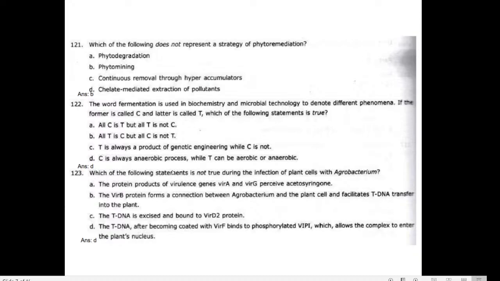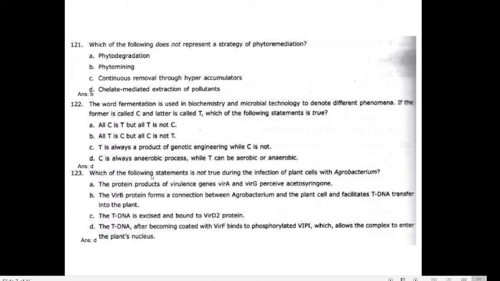Then which of the following statements is not true for Agrobacterium? Agrobacterium tumefaciens is a plant pathogen, which is not helpful in the field, but helps in the research laboratory to develop recombinant plants. The statement about Agrobacterium tuberculosis is not true, so the not true statement is D, the correct answer. So we want to go through it. The protein products of the virulence genes VirA and VirG perceive the acetosyringone.